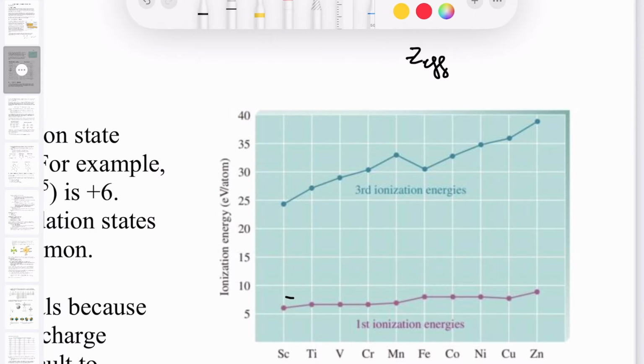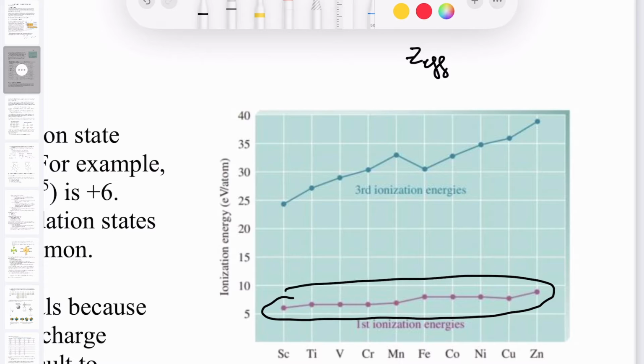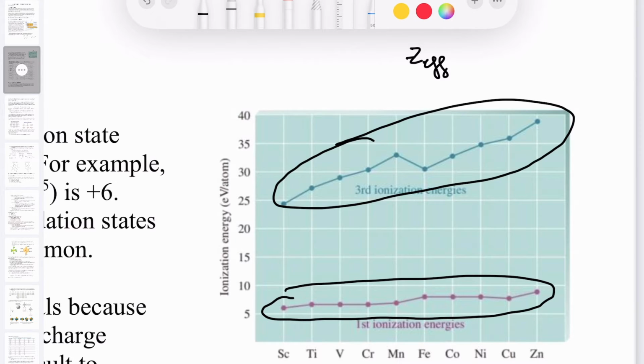So you can see here that the first ionization energy is fairly flat, right? Another way to say this is that it's pretty easy to ionize your atom to go from 0 to +1. But then when you look at the third ionization energy, you can see that the value actually ramps up quite a bit. So the first metal there, scandium, has about a 25 electron volt.